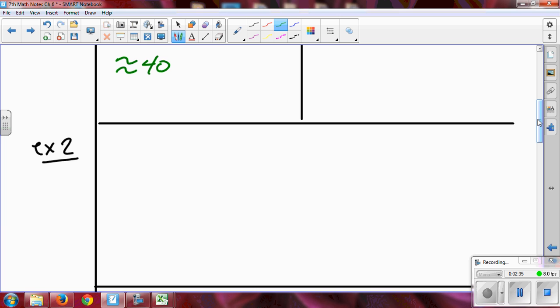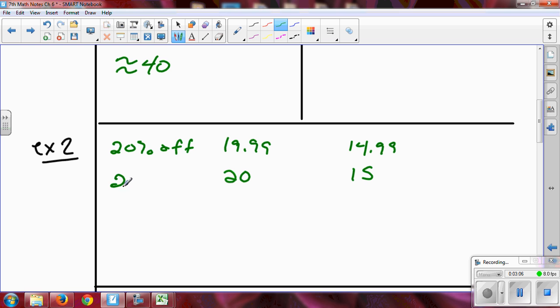Example 2, it says Cam Sports is offering 20% off a basketball that costs $19.99. So they're saying 20% off, $19.99. The same basketball costs $14.99 at Hoops Haven. Which store offers the better deal? First, let's look at this in easy numbers. So let's do 20, and let's do 15. So we want 20% off. That means we're taking something away.